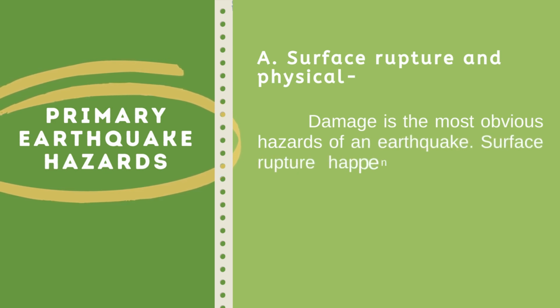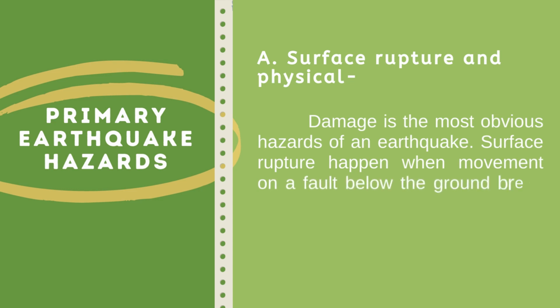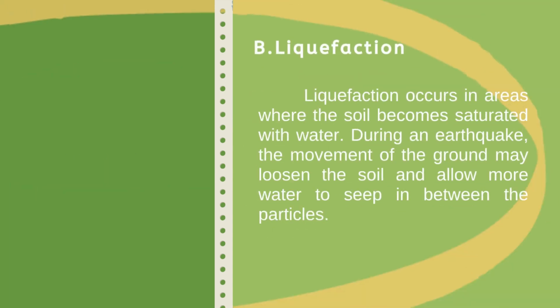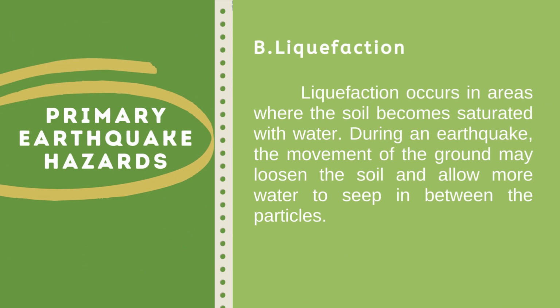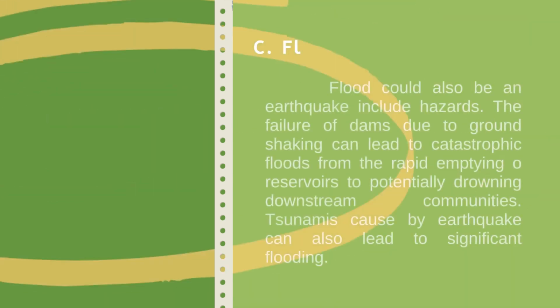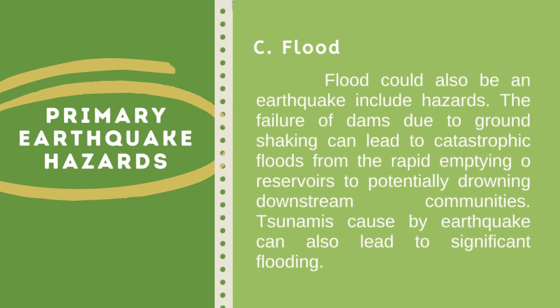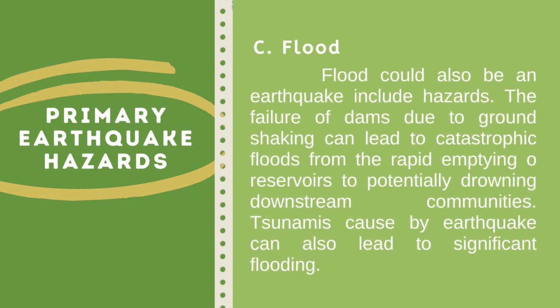Surface rupture happens when movement on a fault below the ground breaks through or extends to the surface. B. Liquefaction occurs in areas where the soil becomes saturated with water. During an earthquake, the movement of the ground may loosen the soil and allow more water to seep in between the particles. C. Flood. Flood could also be an earthquake hazard.